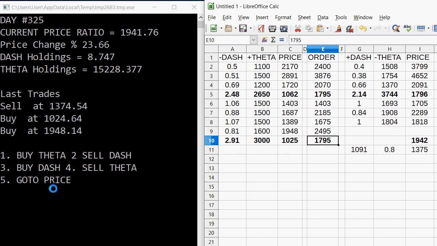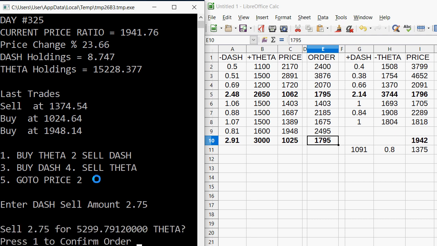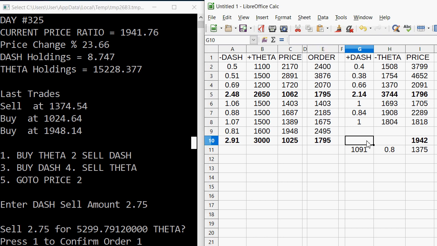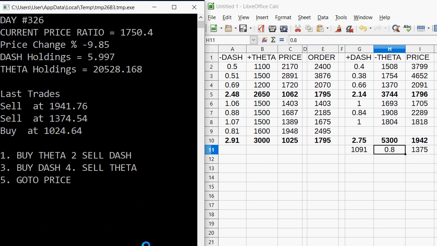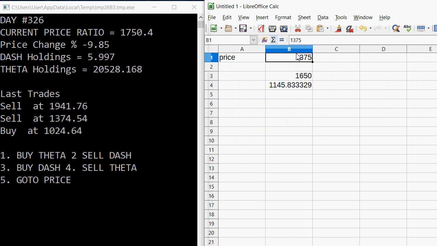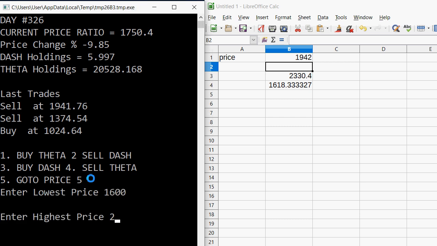Okay, so it's a sell number 2. Last time it was 2.91. If we go 275, I mean, no brainer. And it went down 10% on the next day. At 1942, what would be the next trade? That would either be a buy at, let's click on 5, either buy around 1600 or sell at 2365.